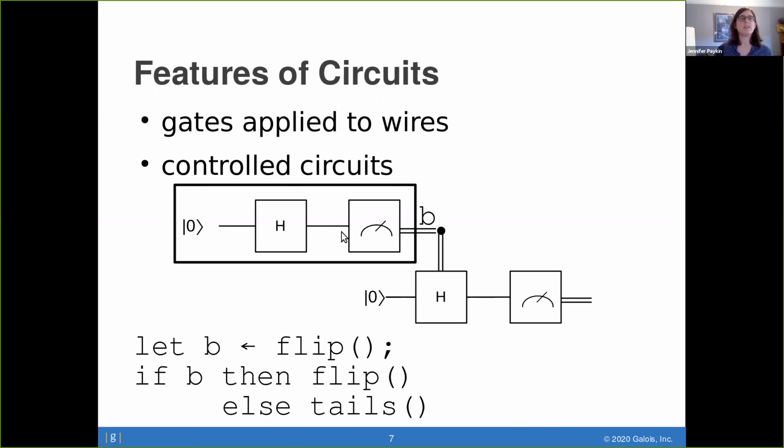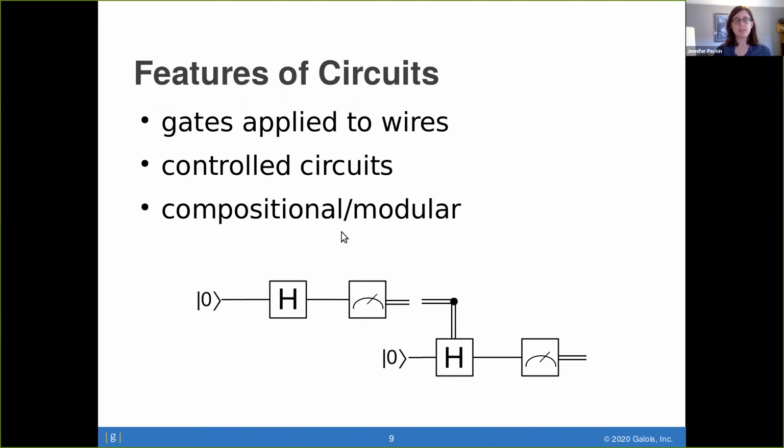So I want to mention this as a level of abstraction above what really is a circuit. It's a program that essentially constructs a circuit, but at a high level, as a programmer, we're thinking of it as its own abstraction. Okay, so some other features of circuits that are important for programming purposes.